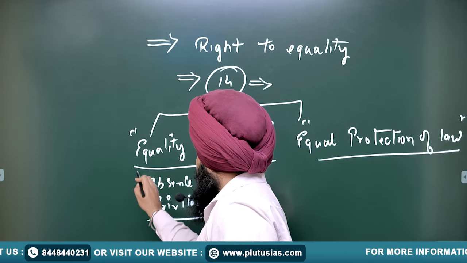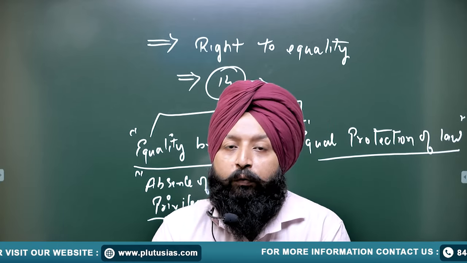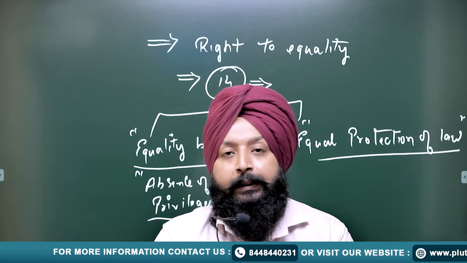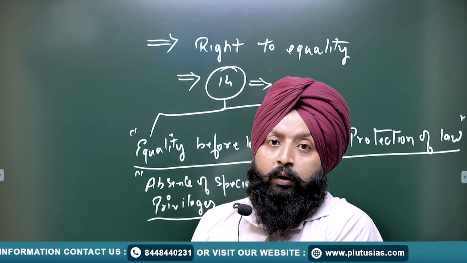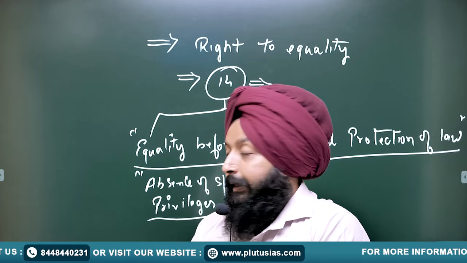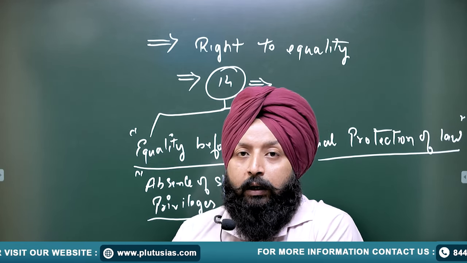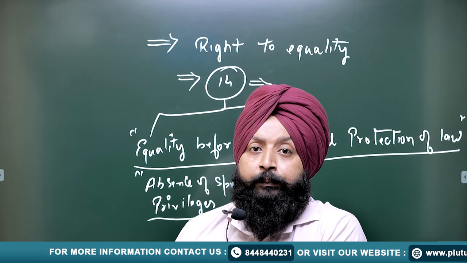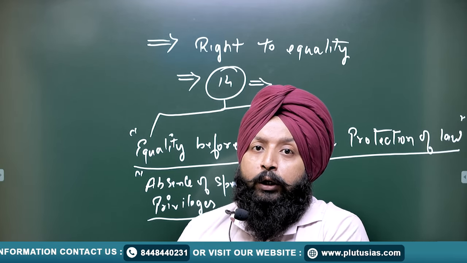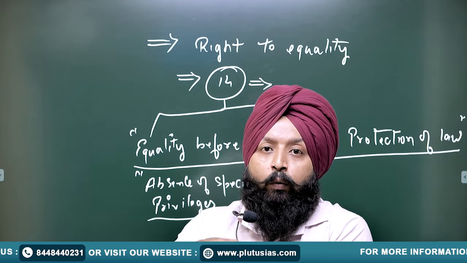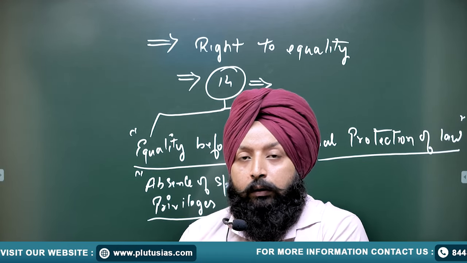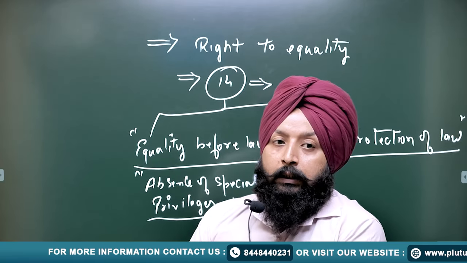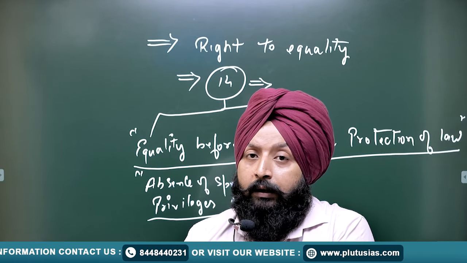It is basically a corollary to the rule of law, or the doctrine of rule of law as propounded by A.V. Dicey. A.V. Dicey had said that the rule of law constitutes one important aspect, that is absence of special privileges. Now, what do we mean by absence of special privileges? It simply states that everybody is equal in the eyes of law. That means nobody has any special privileges when it comes to treatment under the law. That in turn means that everybody will be treated equally under the law, irrespective of his rank or status.